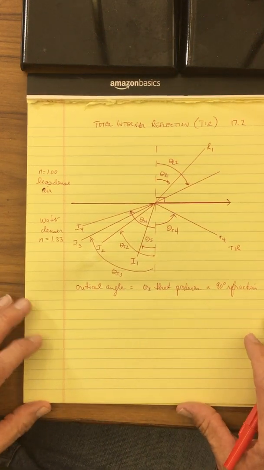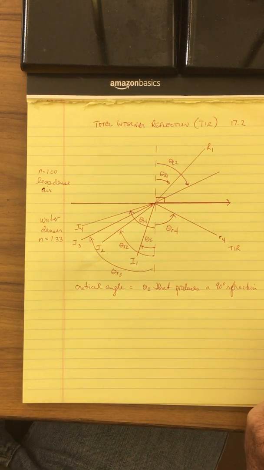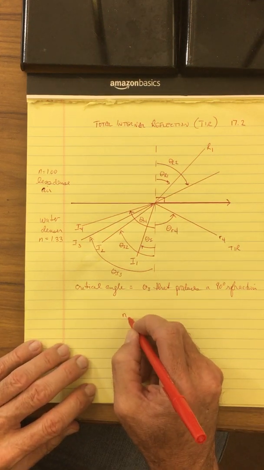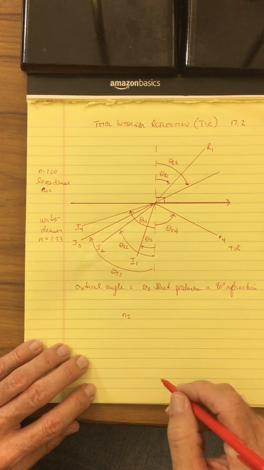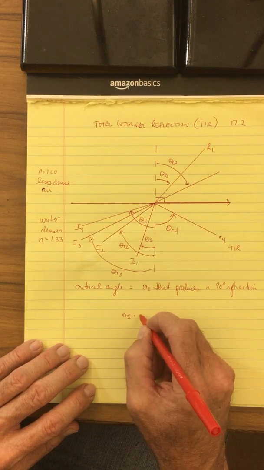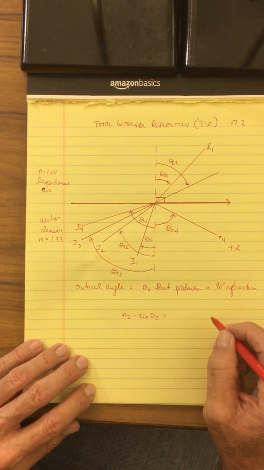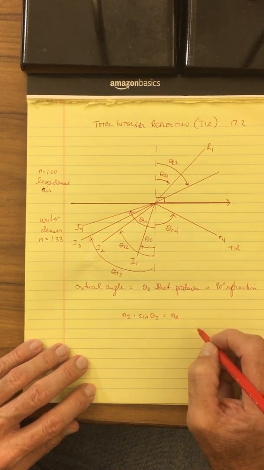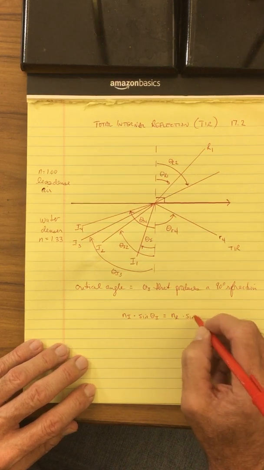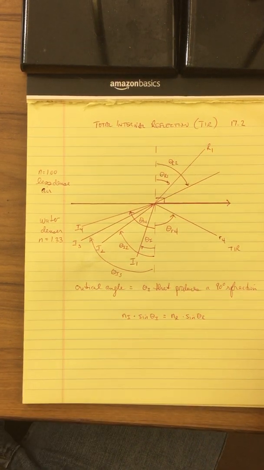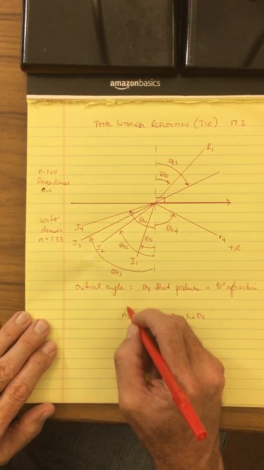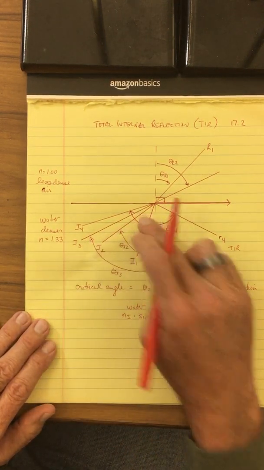So let's take a look, and we're going to calculate what is the angle that is going to produce a 90-degree refraction. So we're going to go back to Snell's law, and the index of refraction for the incoming material times the sine of the incident angle will be equal to the index of refraction of the refracted material times the sine of the refracted angle. So we're going to be coming from the water. That's our incident ray of light coming in.